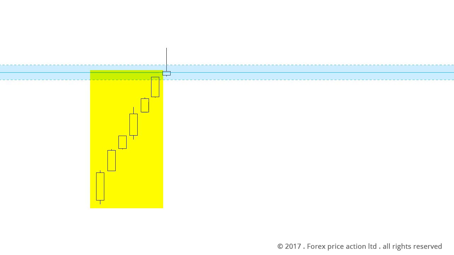It is an area in which sellers are grouped. So when buyers run into sellers, what happens? They fall into a struggle. Buyers can no longer move up, but sellers are not yet strong enough to counter buyers. So we get indecision forming on top of this resistance area. So again, who is in control of price? It is undecided. Buyers are no longer in control, but sellers are not in control either.